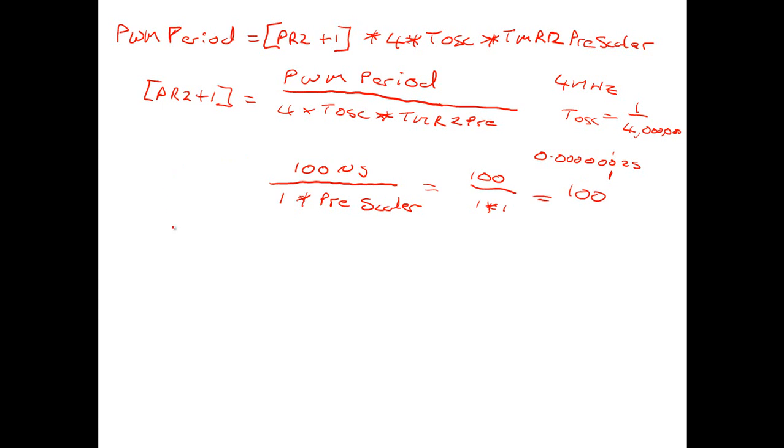Okay, so PR2 + 1 equals 100. Therefore, PR2 must equal 99. Okay, so that's the value that we're going to use to get ourselves the period. Sorry, that should say PR2, not RR2. So PR2 is going to be assigned 99, and that will give us a PWM period of 100 microseconds. Okay, now to look back at the, so I'll just escape there for a second.